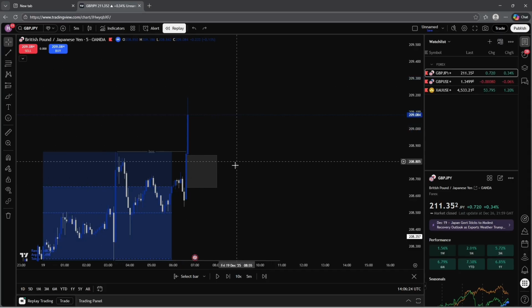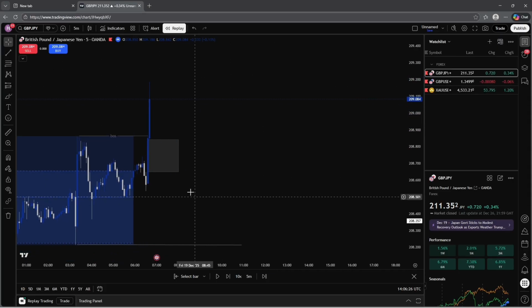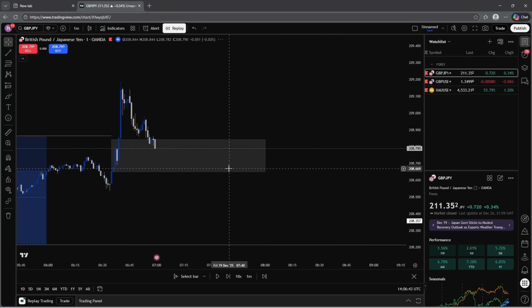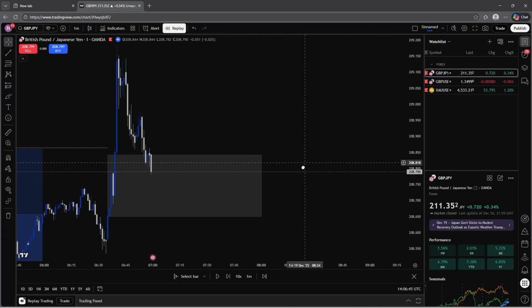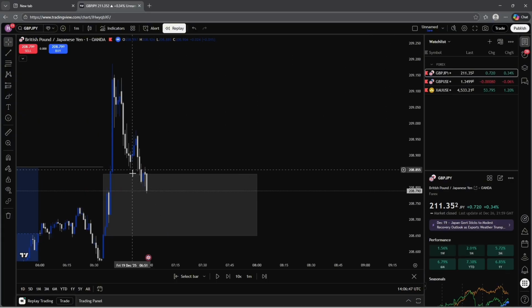So now I have my point of interest marked out. Simply, I'm going to wait for price to retrace and tap back into it. Let's see if this happens. It's now coming close to it. Okay, we're now in our point of interest. So now I'm going to scale into the lower time frame, which would be the 1 minute, and look for an inverse fair value gap.